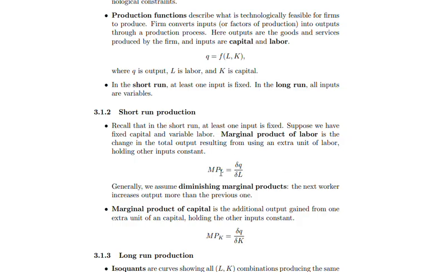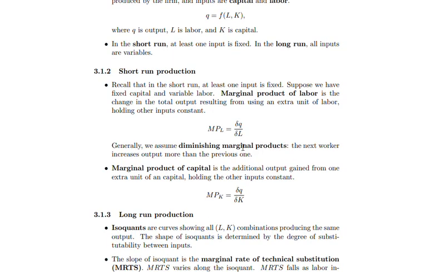In the short run, at least one input is fixed. In the long run, all inputs are variable. It is a very important concept. Now, short run production.